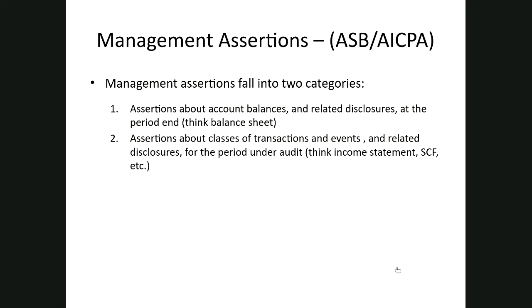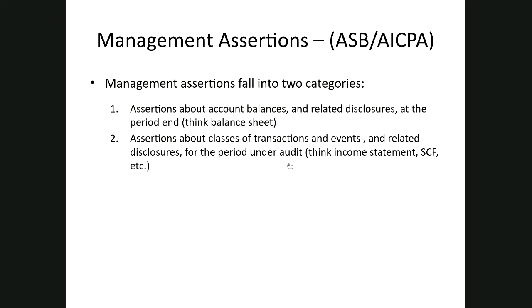They fall into two categories. So the first are referred to as assertions about account balances at period end and their related disclosures. I personally think the easiest way to think about these are balance sheet disclosures. These are basically assertions that cover asset, liability, equity, account. And you'll always hear them talking about these account balances as of a specific point in time, right? As of a specific balance sheet date.